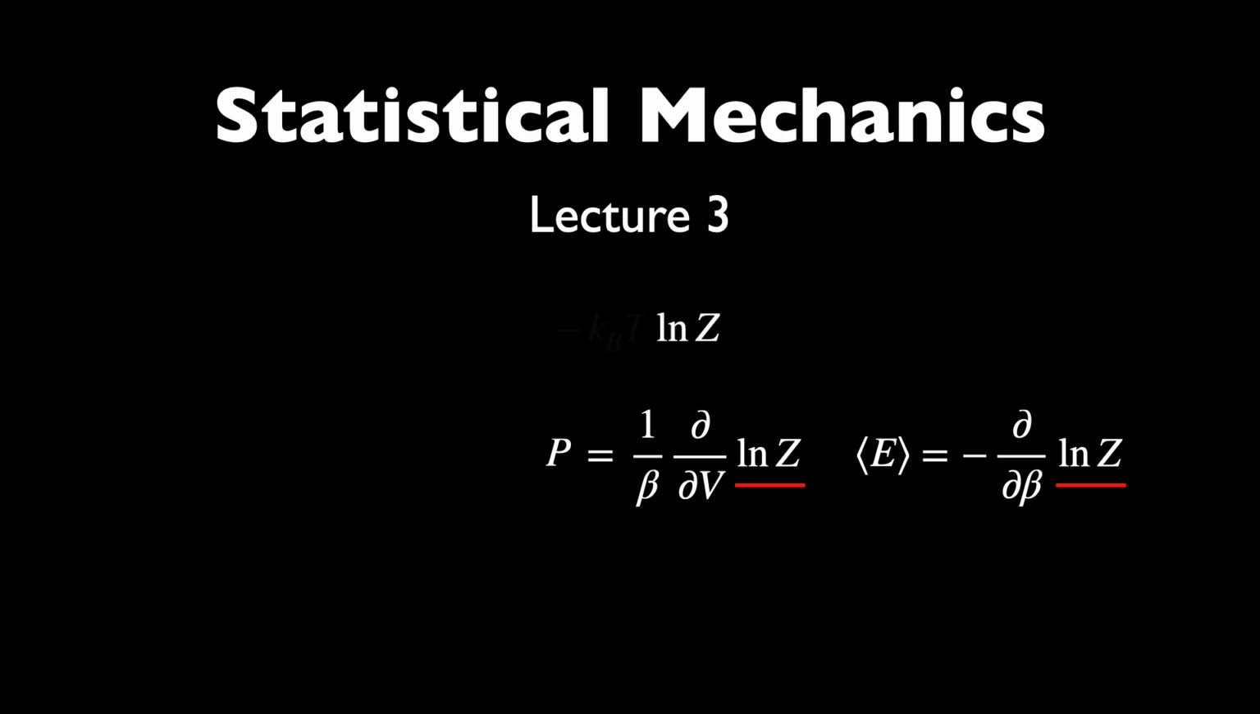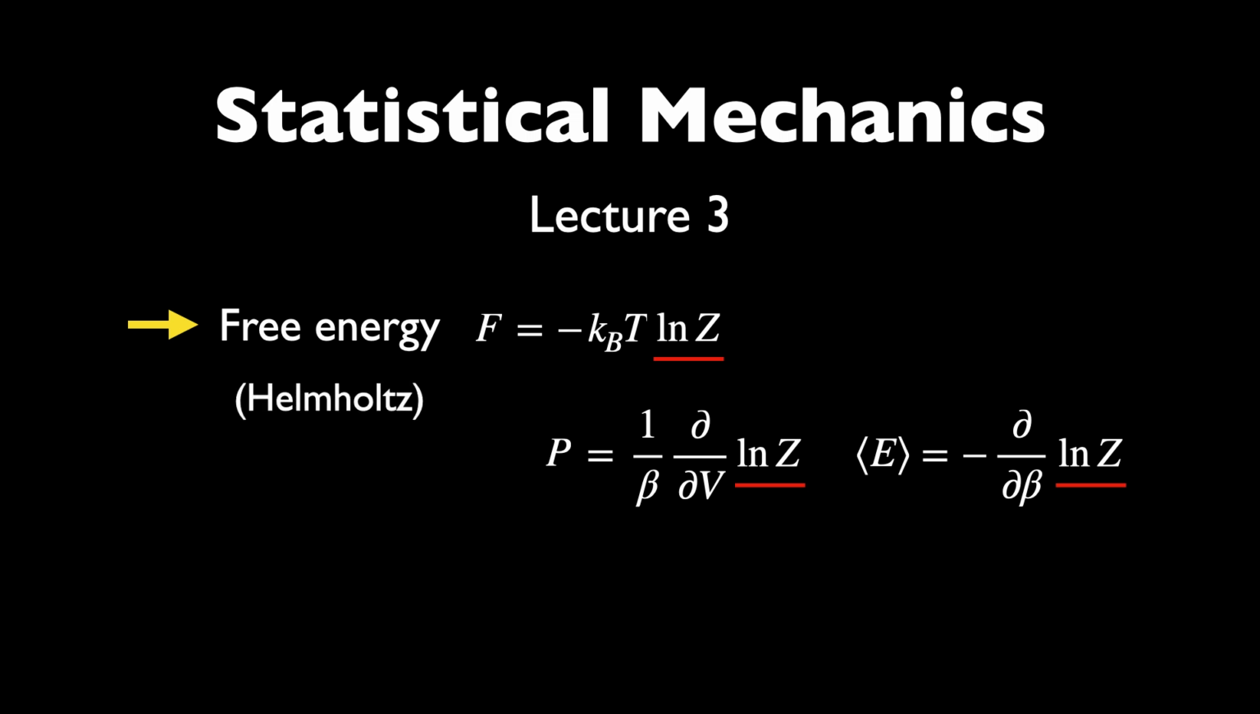Multiply this by the negative of k_B T, or the inverse of beta, and you get what is called the free energy, or the Helmholtz free energy to be more specific, after the German physicist Hermann von Helmholtz. This is an example of what is known as a thermodynamic potential. This function has far more marvelous uses than for calculating pressure and energy, as we shall see.